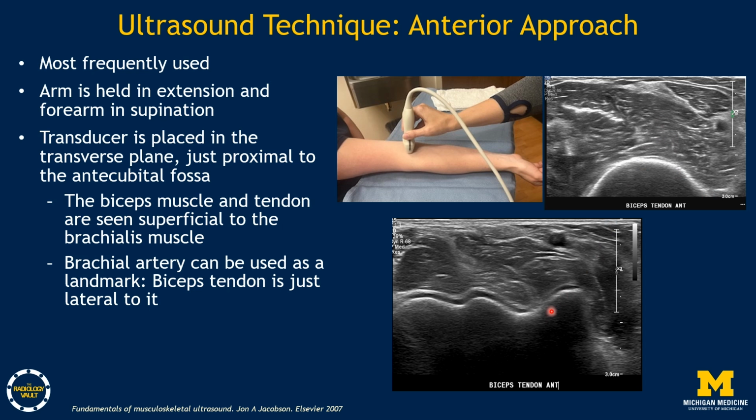Here we are at the level of the joint where we see the hypoechoic hyaline cartilage, and then we see the brachial artery, and just lateral to it, we can see the biceps tendon. So the brachial artery can be used as a landmark to find the biceps tendon, which is sitting just lateral to it. And again, deep to it, we see the brachialis muscle.